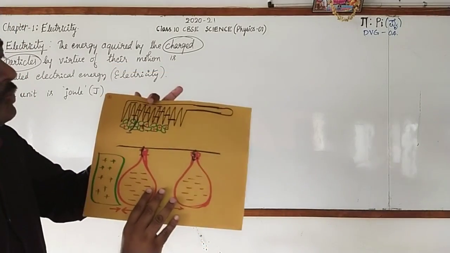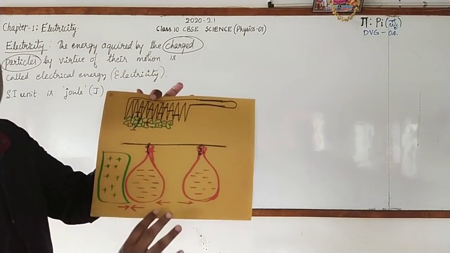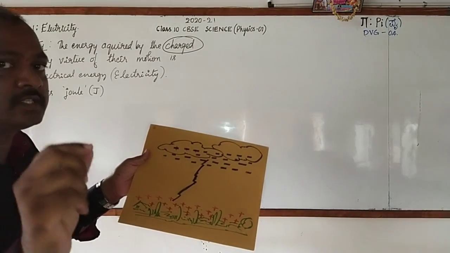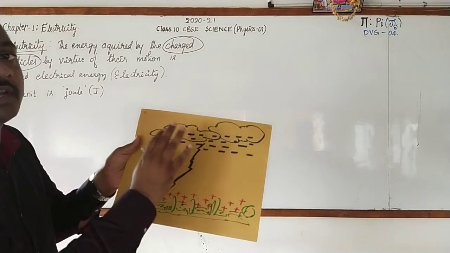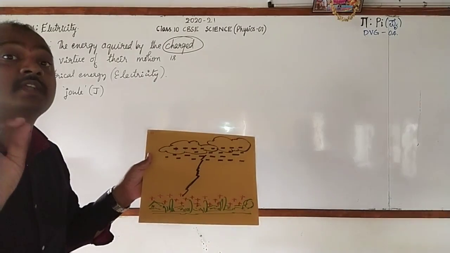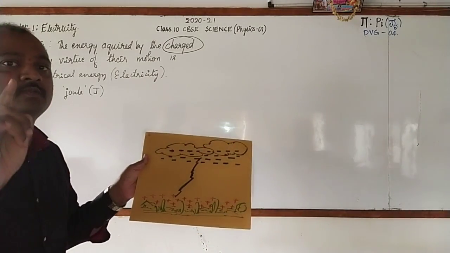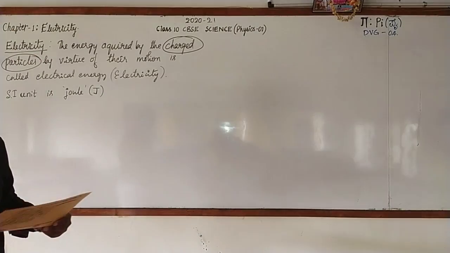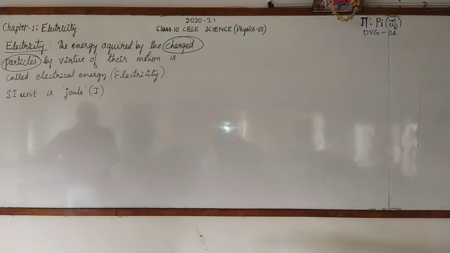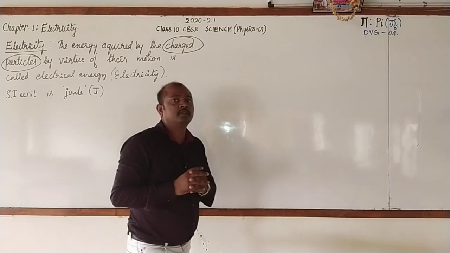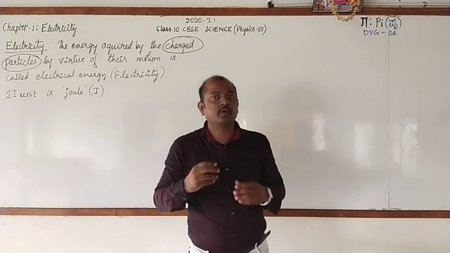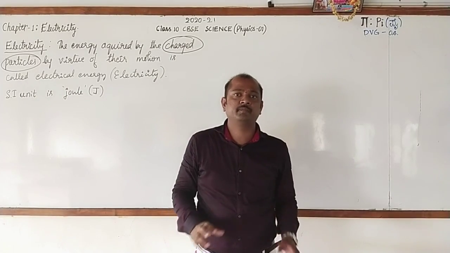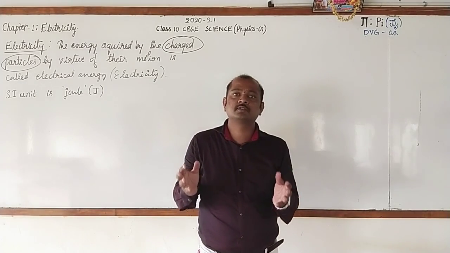They are not moving. You can observe them. They are not moving. Hence, the electricity which deals with the charges which are at rest is called static electricity. This is one of the types of electricity. If it is so, is there any other type of electricity? Yes, it is there.